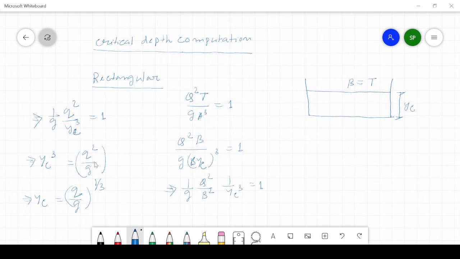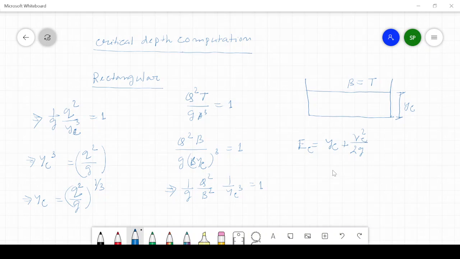Q square by g. Sorry. Q square by g. Thank you. So if this is yc, then E is equal to what? E is equal to yc plus v square by twice g. This expression we have already discussed. Specific energy. So at critical point, this is EC, YC and VC.